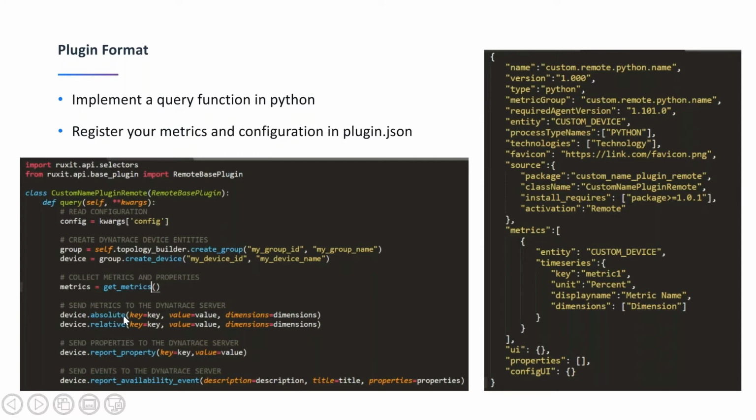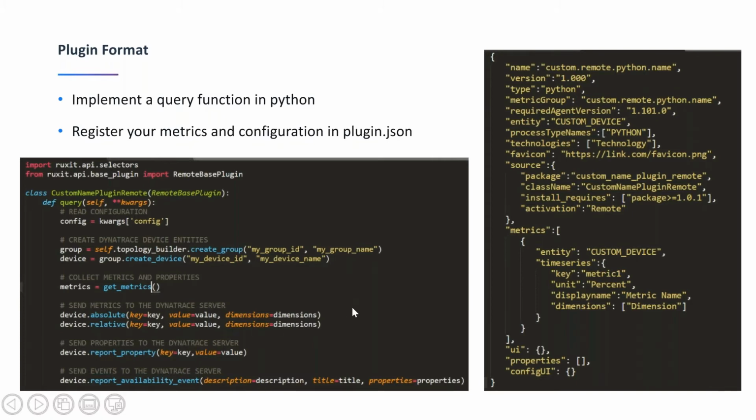You can send them absolute, meaning it's a standalone value. So we polled at this time, we got value X. We polled at this time, we got value Y. Or you can send relative, so something like a counter, where you care about the difference between the last time we polled and this time we polled. You can then send things like properties.